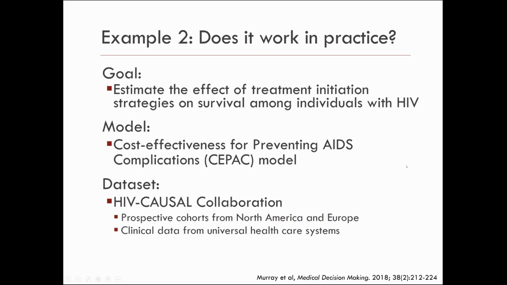I'm going to show you an example that uses data from the HIV-CAUSAL Collaboration, which is a data set of individuals with HIV in North America and Europe. I'm going to compare it to a really large, well-parameterized model of AIDS progression called the Cost-Effectiveness of Preventing AIDS Complications, or CEPAC model. And then we're going to use similar analysis strategies to what we just talked about.